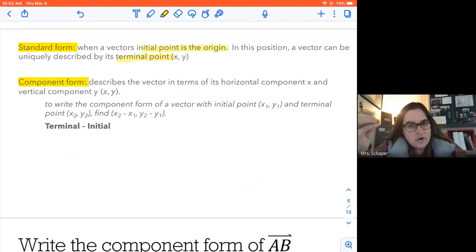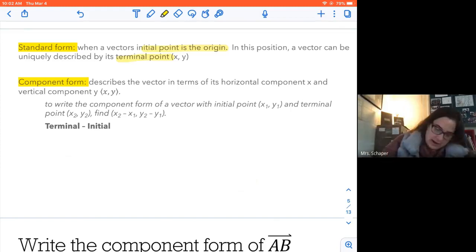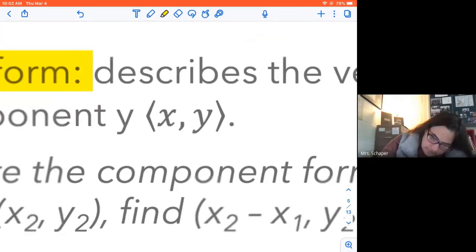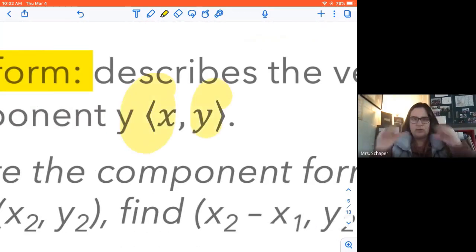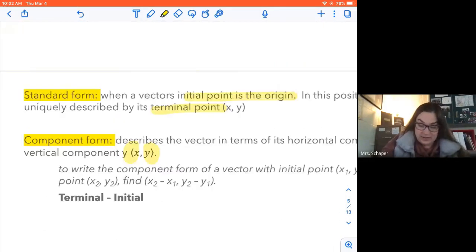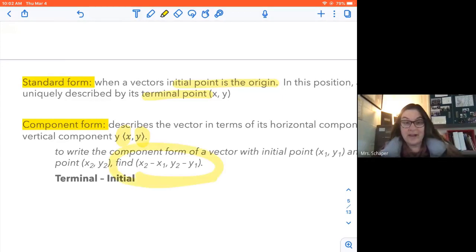Now, component form, this is new. The component form is a little bit different. It's written with these fancy component symbols. They're not parentheses. I need you to know that they're not parentheses. They're angled. And it looks kind of like the slope formula. What's the change in the x? What's the change in the y? Going from the original to the terminal, terminal meaning end, where does that fall?